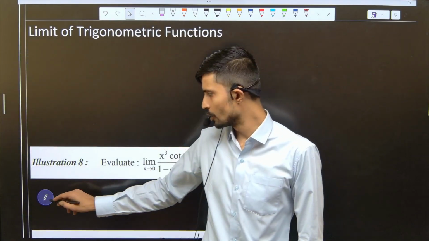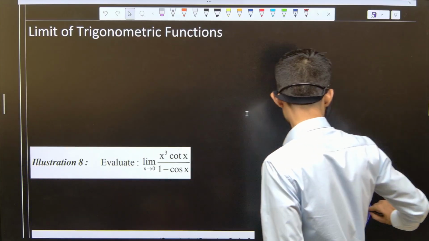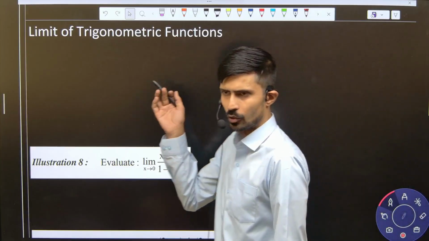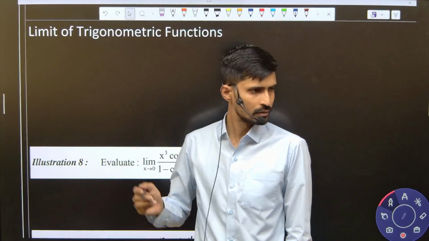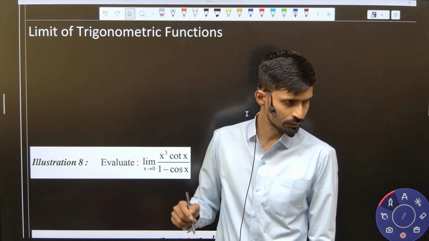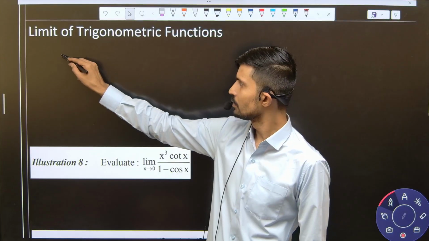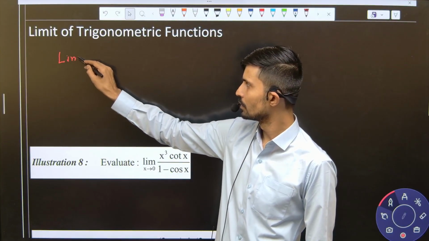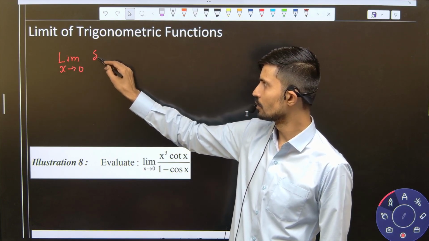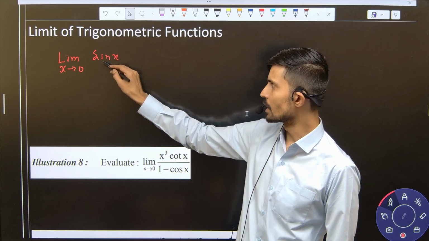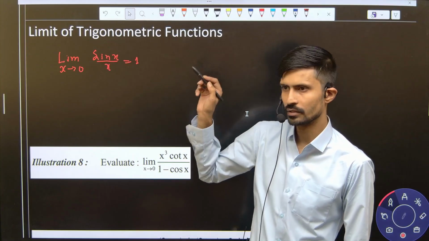So, limit of trigonometric function. I'm directly going to start with the formula, okay? Then I will tell you how the formula is working. First formula is limit x tends to 0, sin x by x is equals to 1. First formula, okay?